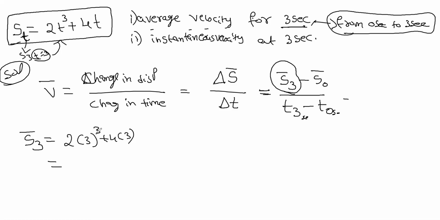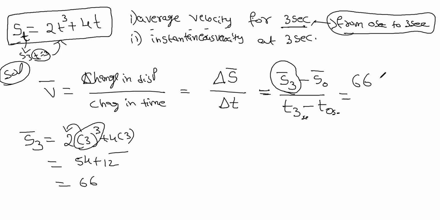3 cube. It's not 3 square. Oh, sorry. 3 cube is 27, into 2, 54, plus 12. 54 plus 12 we will get as 66. Right? So S3 equals 66.